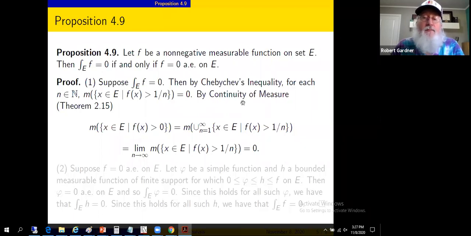Continuity of measure again. We're trying to show that f is 0 almost everywhere. So let's look at the measure of the set of x values such that f of x is strictly greater than 0. We're going to show that's measure 0. That would be the measure of the union from n equals 1 to infinity of the sets of x values such that f of x is greater than 1 over n. If f of x is greater than 0, it's greater than 1 over n for some natural number n. Make n sufficiently large and you'll get this satisfied. Also, this is a nested sequence of sets, an increasing sequence of sets, if you like.